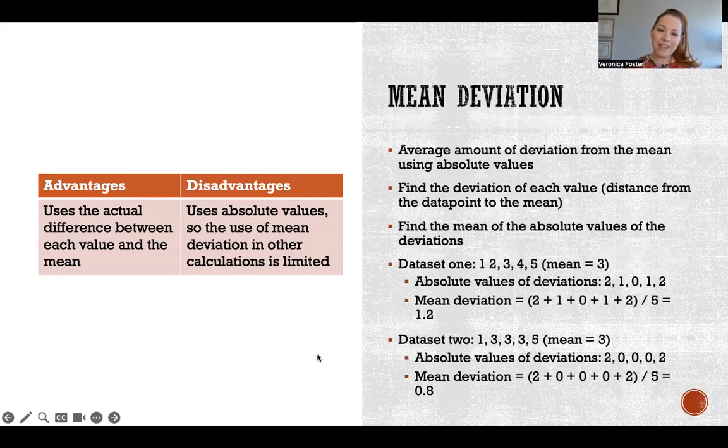All right, the mean deviation. It's the average amount of deviation from the mean using absolute values. So the deviation refers to how far off this data point is from the average. So from the center of our data, how far is this data point? That's the amount of deviation. So if a data point is above the average, then the deviation is positive. If the data point is below the average, then the deviation is negative.